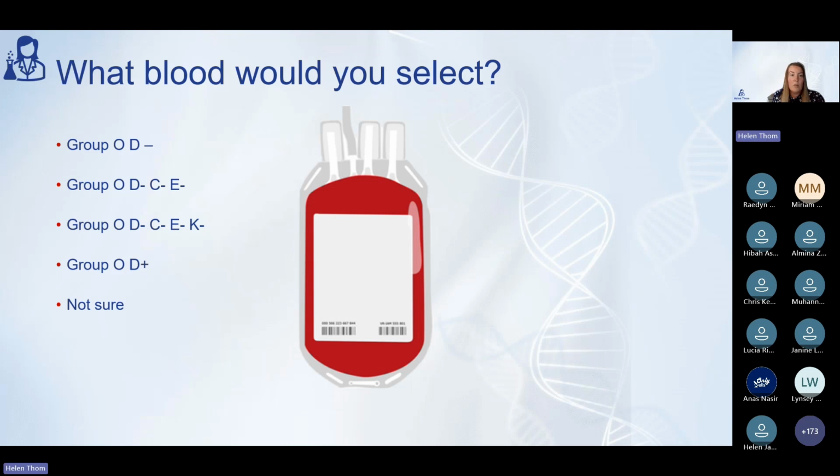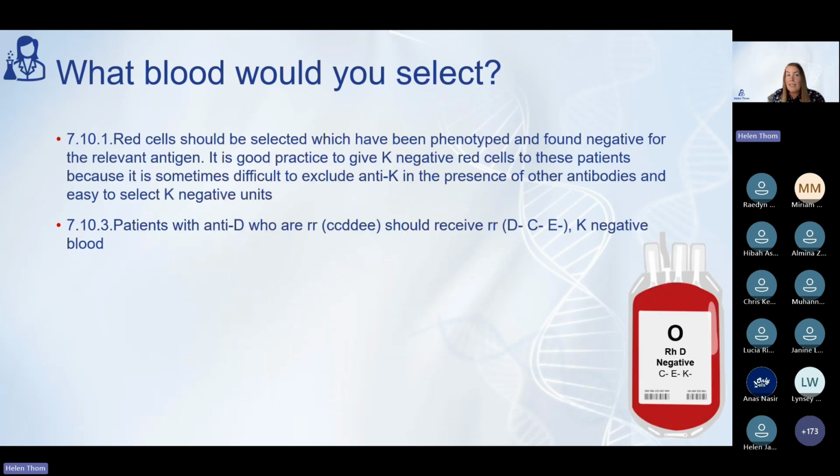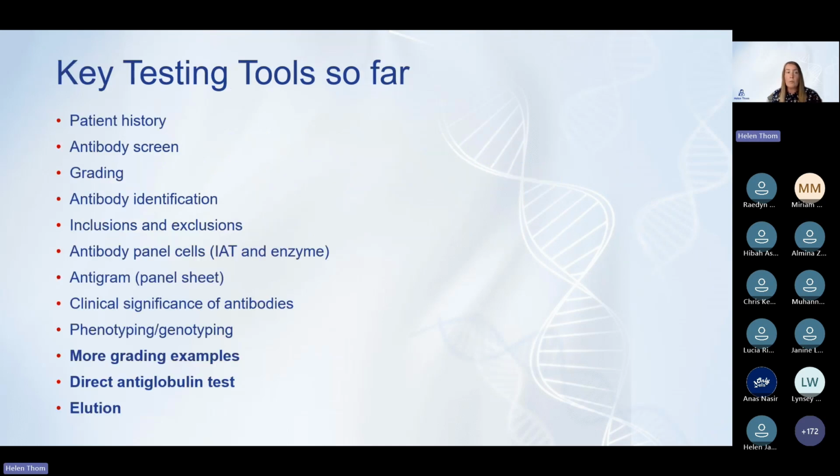Fab, thank you. So for this one, what you would be needing to select would be your D neg, big C neg, big E neg, K neg, because we are matching the patient as well. This is in accordance with the BSH guidelines. It's saying red cells should be D neg and K neg, because it's useful and it's easy enough to give K negative blood as well. And patients with anti-D who are little r phenotypes, that's D, big C, big E neg, should receive little r blood.